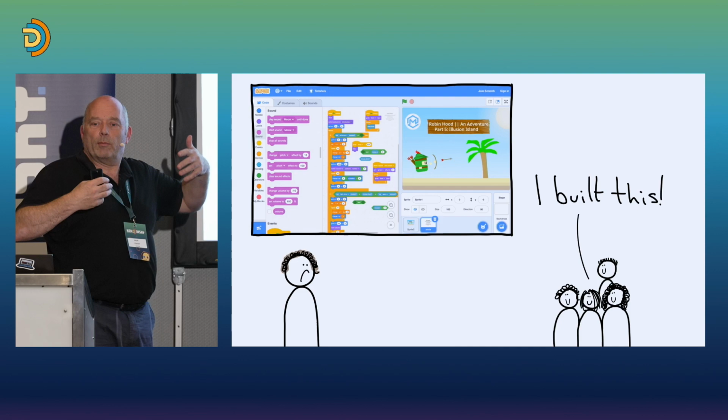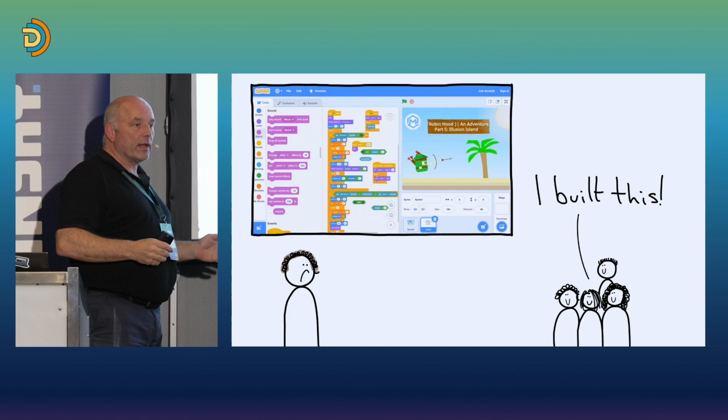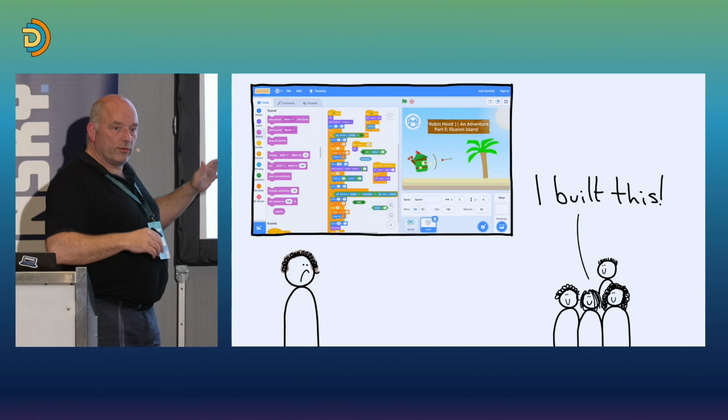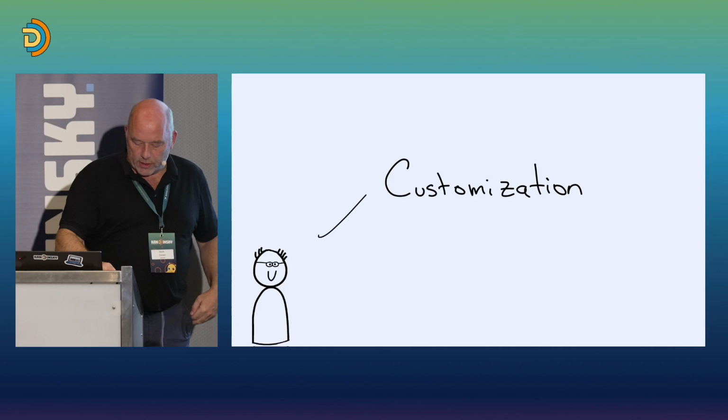So I have this whole bunch of kids all running around doing different things. Whether or not I give them one example or not, they will be doing different things and on different levels, and it's very hard to get them all in one line. It's very hard to have them all learn the same thing. That's where customization comes in.